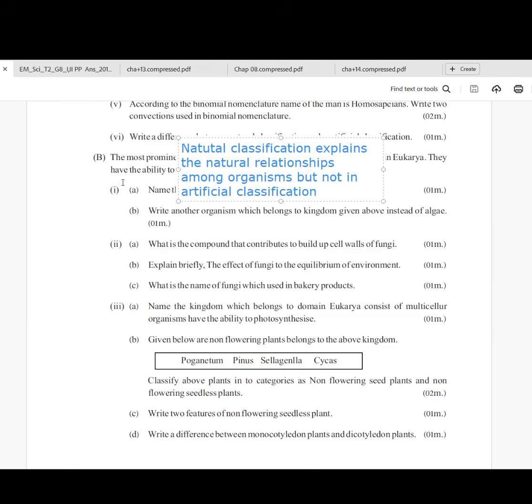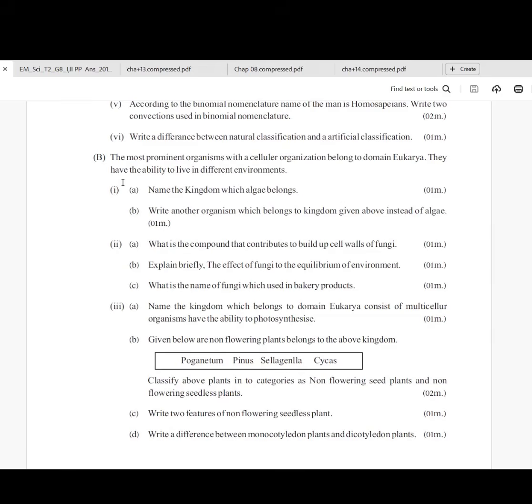The most prominent organisms with a cellular organization belong to domain Eukarya. They have the ability to live in different environments. Name the kingdom which algae belongs to. Kingdom Protista. Write another organism which belongs to the kingdom given above instead of algae. Protozoa.